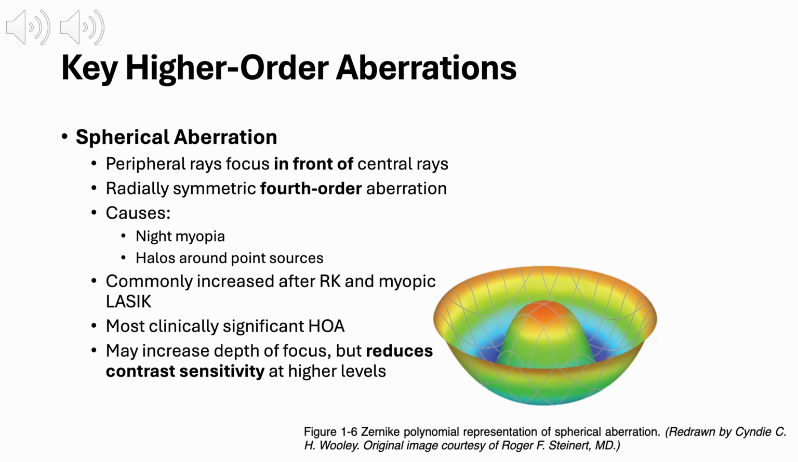At lower levels, spherical aberration can actually increase depth of focus, which can be helpful in certain situations. But as it increases, it reduces contrast sensitivity, meaning images look less crisp, even if visual acuity on the chart is good. The image helps visualize this concept by showing a smooth, bowl-shaped wavefront where the center and periphery are at different heights, representing the mismatch in focus between central and peripheral rays.